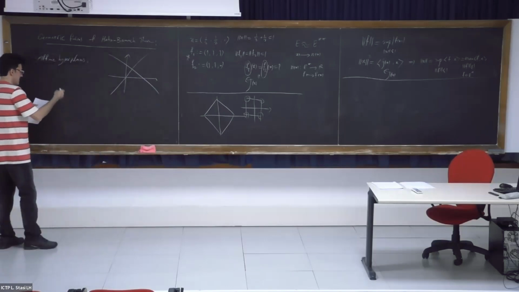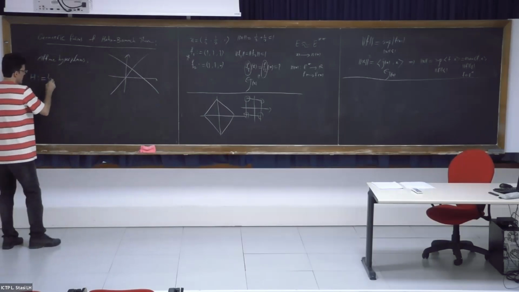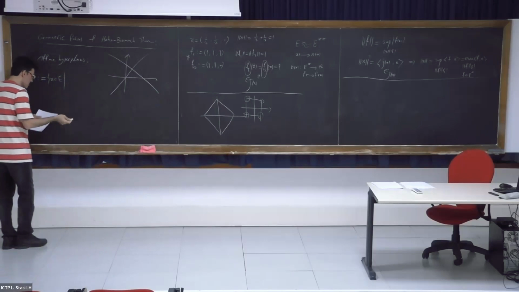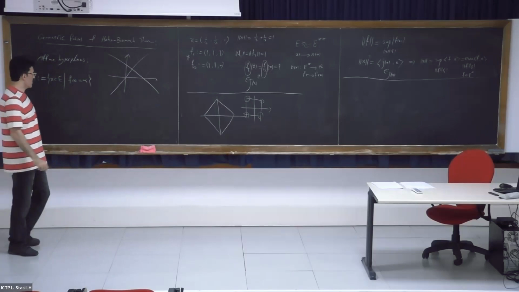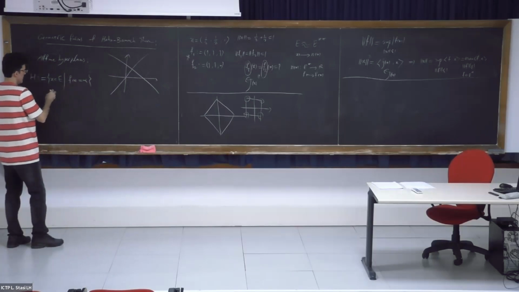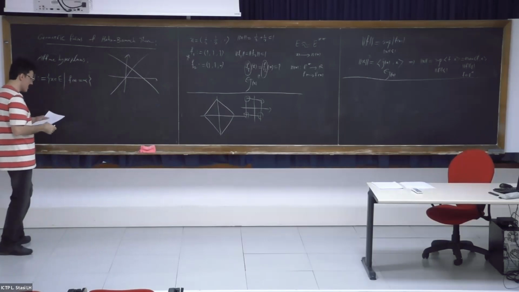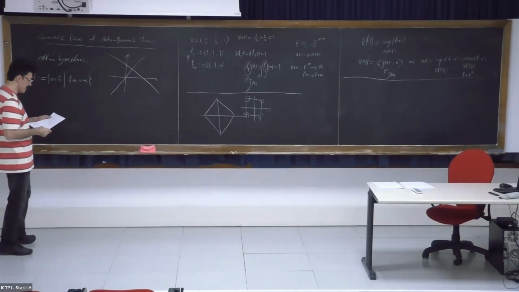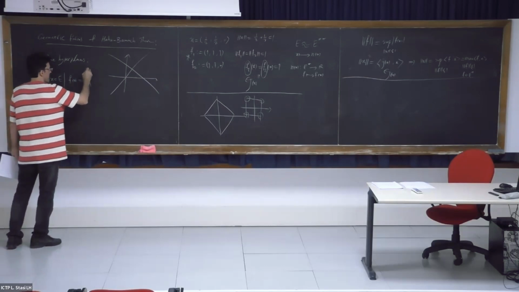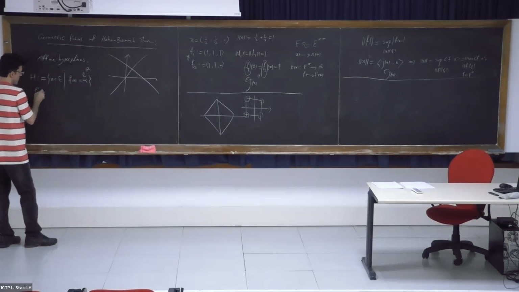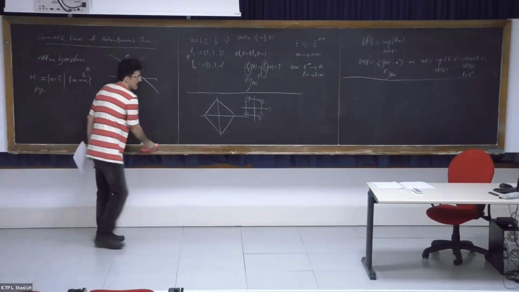But in a normed space, a hyperplane is defined like this. All the x in E such that f of x equals alpha. It is important that we assume that f here should not be 0. Alpha is a scalar in R. And here we assume that f doesn't vanish, f is not 0.